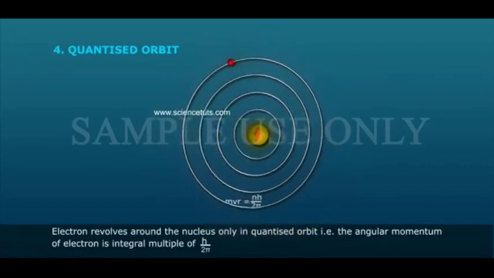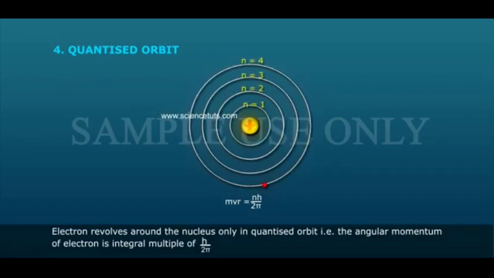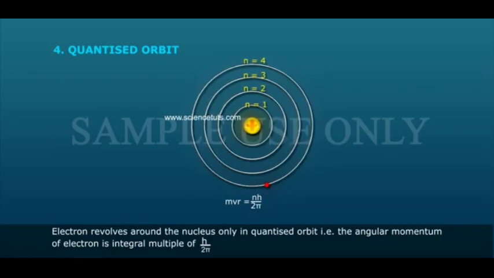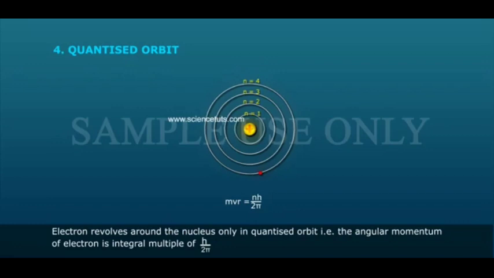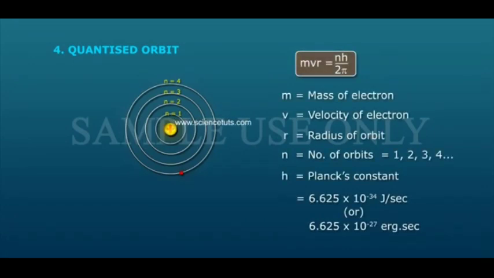4. Quantized orbit. Electron revolves around the nucleus only in a quantized orbit, that is, the angular momentum of the electron is an integral multiple of h by 2 pi. mvr equals nh by 2 pi, where m is the mass of the electron, v is the velocity of the electron, r is the radius of the orbit, n is the number of the orbit, that is equal to 1, 2, 3, 4, etc. h is Planck's constant, equal to 6.625 into 10 to the power of minus 34 joule seconds.